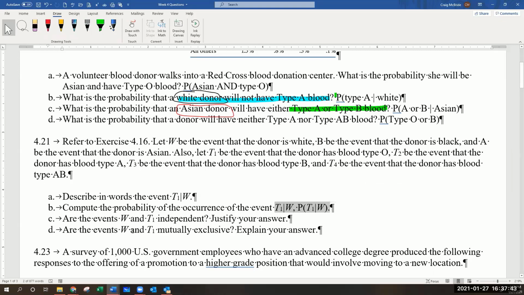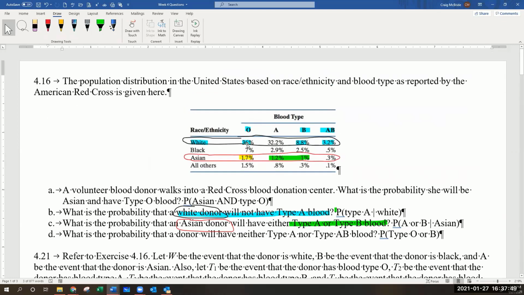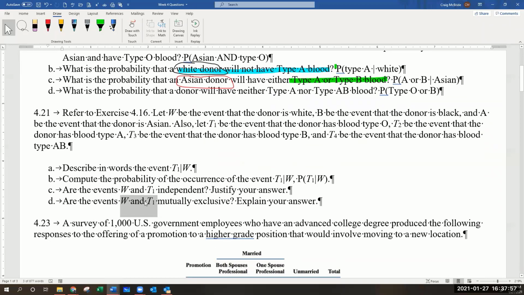So all you have to do is calculate the probability of W and T1. Okay, well, what's the probability of W and T1? Well, that's literally 36%, right? Because being white and having type O blood is 36 out of the whole thing. So because that doesn't equal 0, these things are not mutually exclusive.